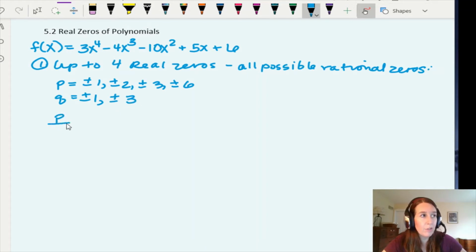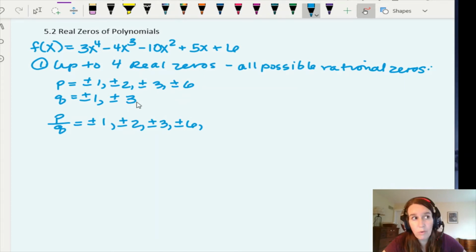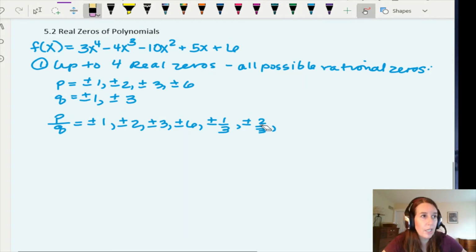So P over Q, the possible rationals, remember that all the first P's are over 1. So plus or minus 1, plus or minus 2, 3, and 6. And then we have to put all those numbers over 3. So plus or minus 1/3, that's P over Q, plus or minus 2/3. Okay, now 3/3 is 1, so we already wrote that one, and 6/3 is 2, so we already wrote that one. So actually, I am done. I just have 2 sets of fractions in there.